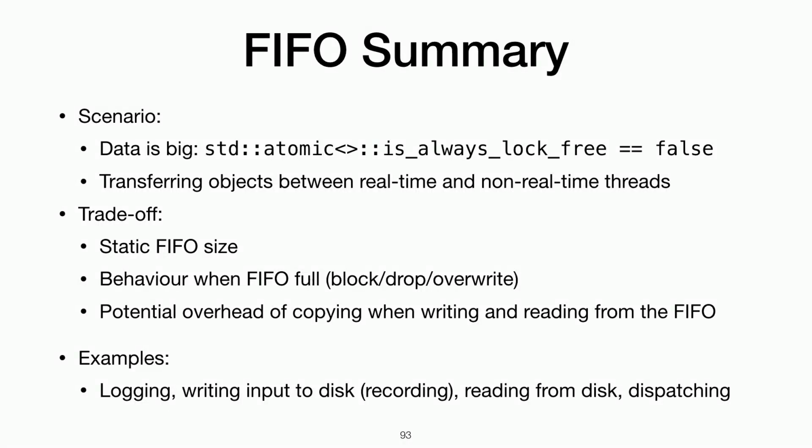So the summary of the FIFO is, again, your data is too big to be in an atomic, and you need to transfer objects from one thread to the other, like this lambda. The trade-off is that there's a static FIFO size, so you have to think about what happens when the FIFO is full or when the FIFO is empty, and there's a potential overhead of moving into the FIFO or out of the FIFO. But examples are logging, writing to disk, reading from disk, dispatching, all of those things I just mentioned.